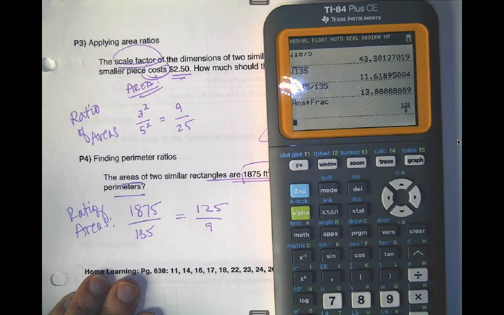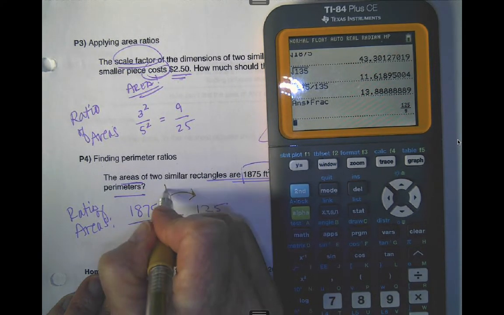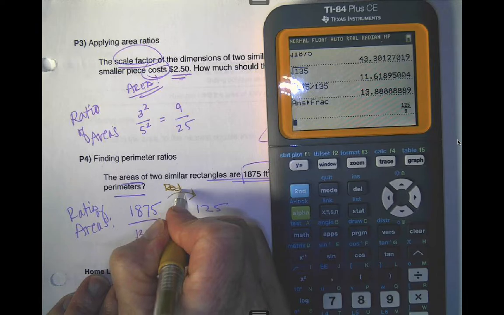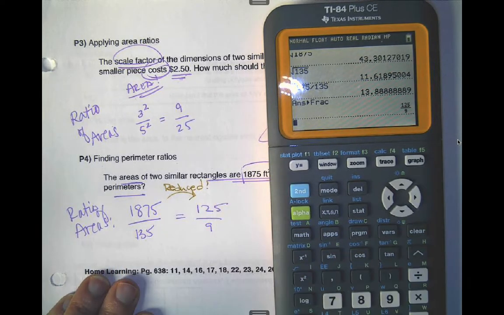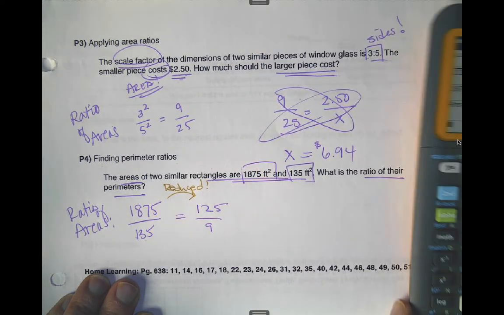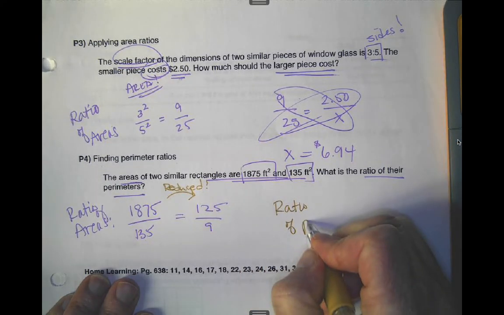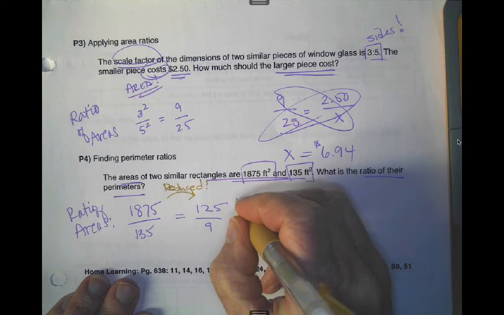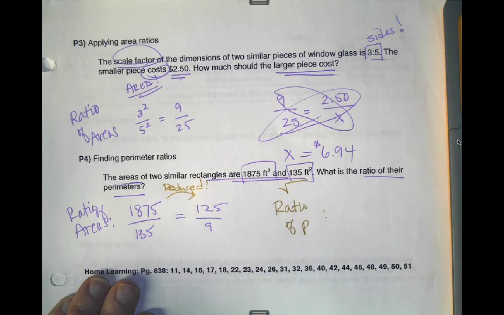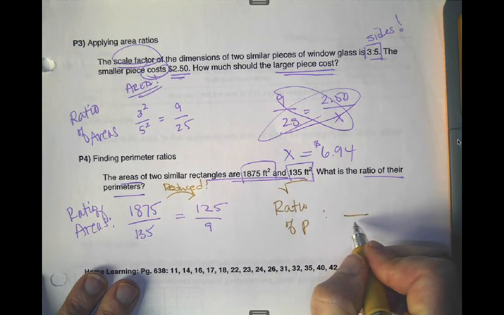So what I did for this problem is first I reduced. But remember, I told you on that first page, this is still the ratio of the areas. It's just reduced now. So now I need to take the square root to get the ratio of the perimeters. I need to go from here to here. Now I'm ready to take the square root. So the square root of 9 is 3.